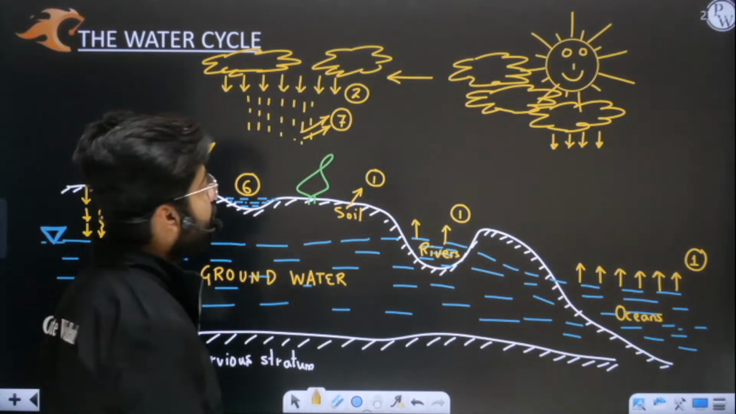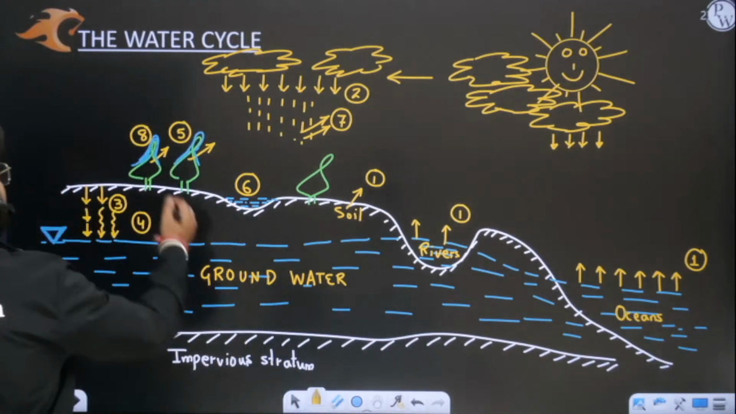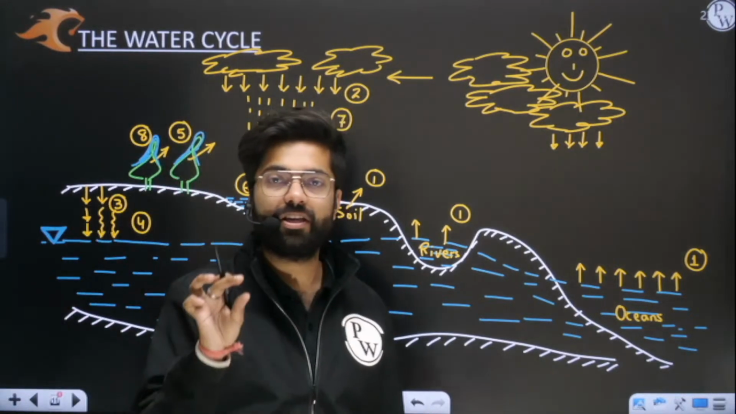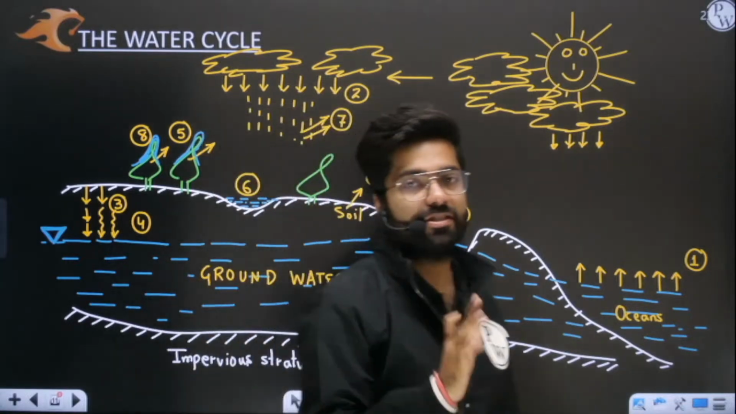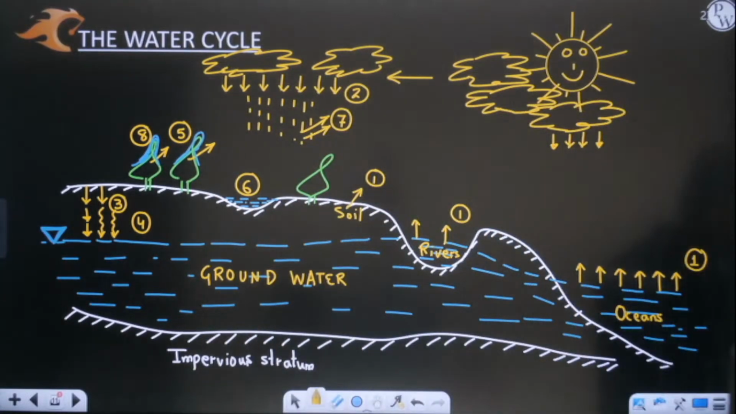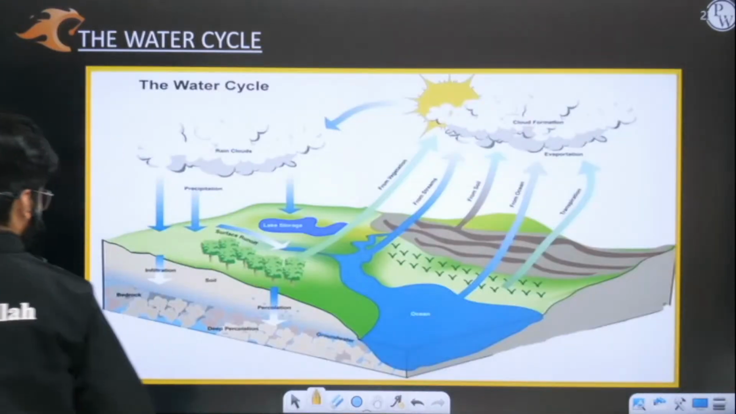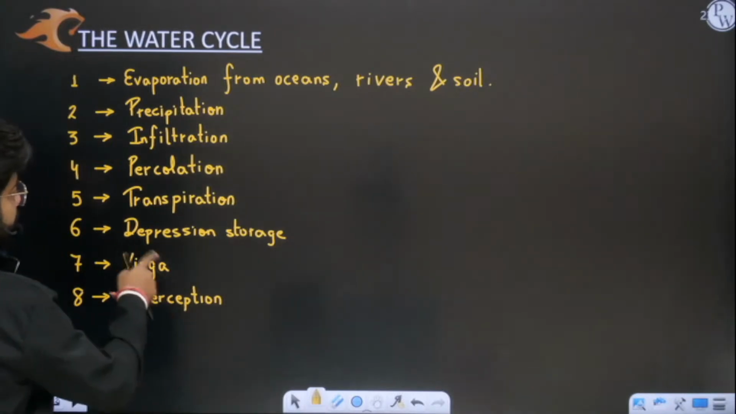So after this, interception is now clearly understood. Whatever water is intercepted by the obstructions is your interception. Whatever water is intercepted by your obstructions is nothing but interception. So I hope this 7th and 8th is clear to you. Now one boy is saying, repeat 7th and 8th.